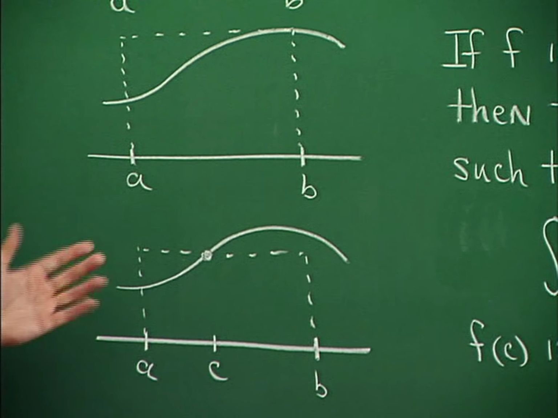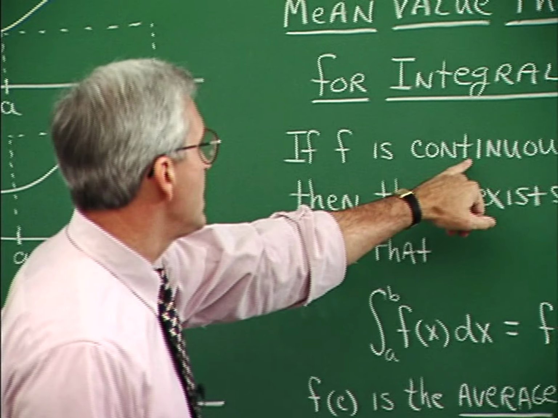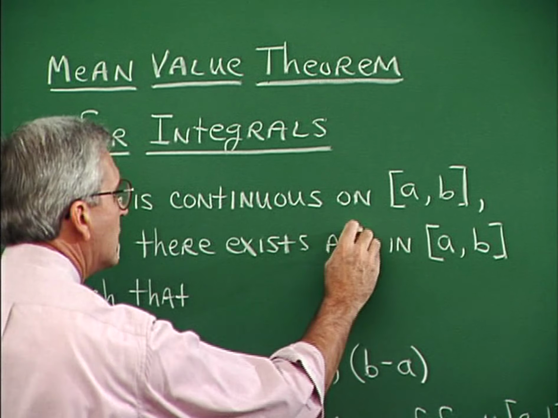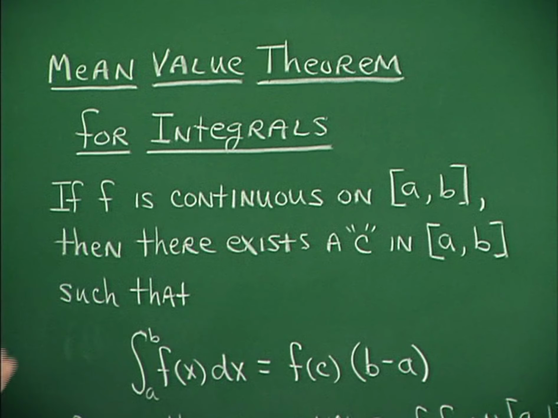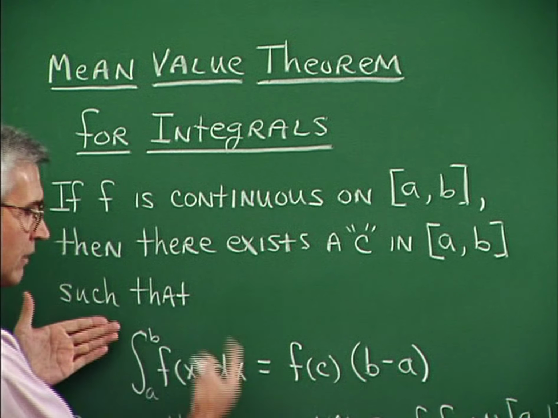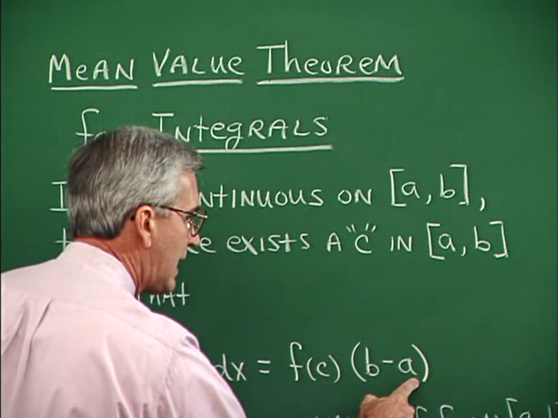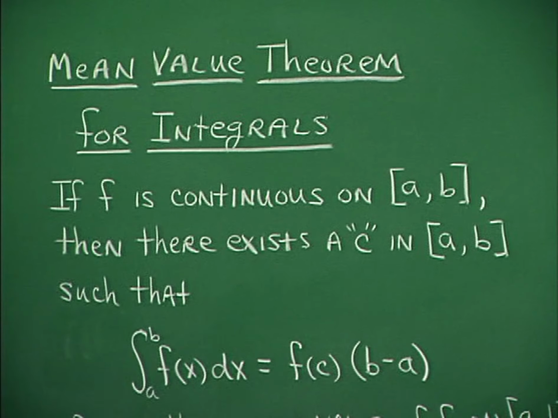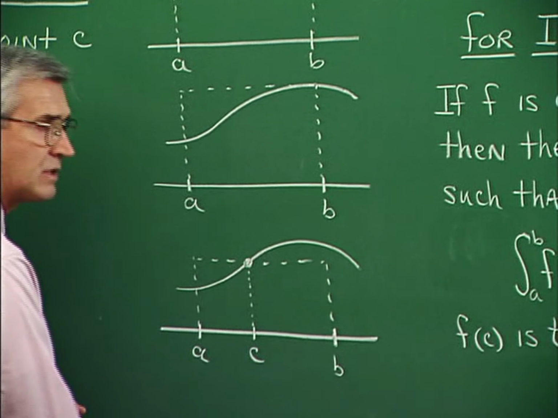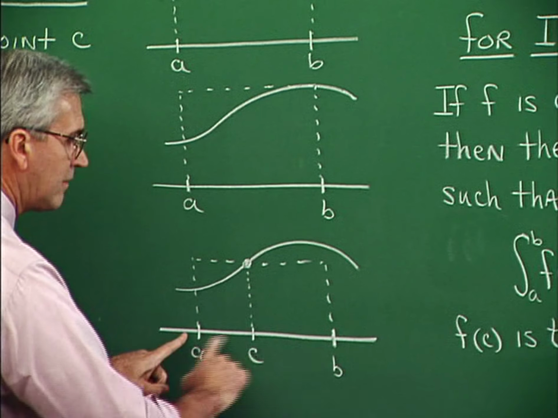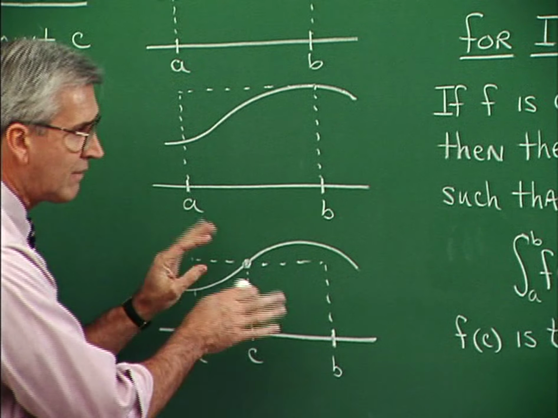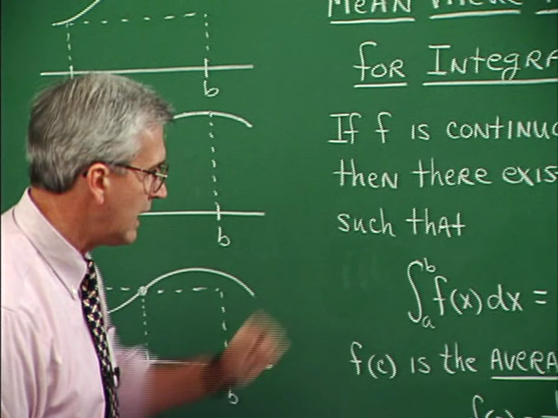Okay, that brings us to the mean value theorem for integrals. This is what it's all about. If f is a continuous function on the interval a to b, then there exists a point c in that interval, such that the integral of the function within that interval, the area under the curve, is simply f of c times b minus a. Now come back over here and let me show you what that's all about. f of c is this distance. Multiply times b minus a, and you're multiplying by the length of this rectangle. So it's length times width. That's all there is to it.